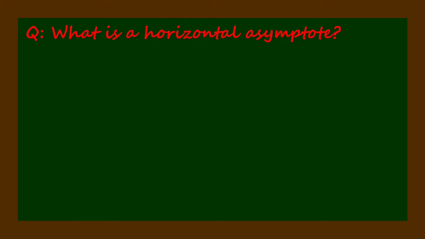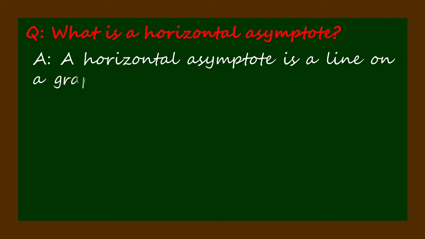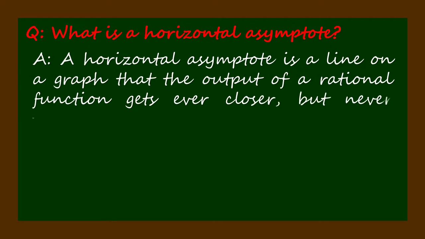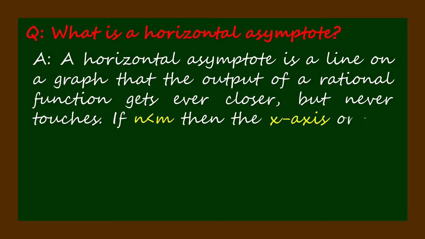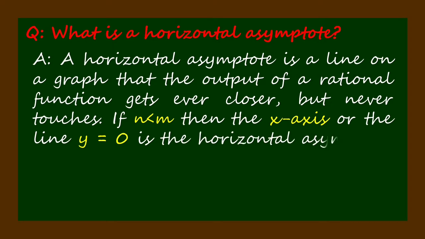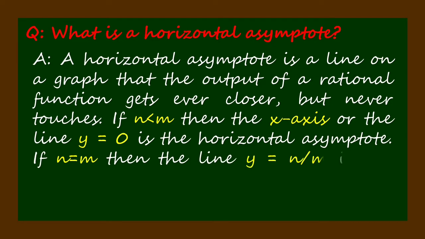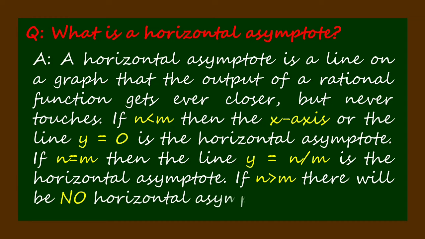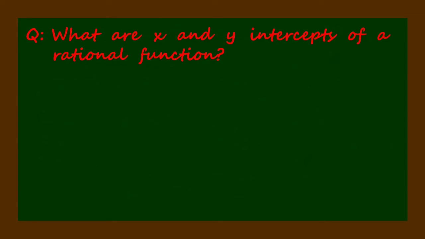What is a horizontal asymptote? A horizontal asymptote is a line on a graph that the output of a rational function gets ever closer to, but never touches. If n is less than m, then the x-axis, or the line y equals 0, is the horizontal asymptote. If n is equal to m, then the line y equals n over m is the horizontal asymptote. If n is greater than m, there will be no horizontal asymptote.